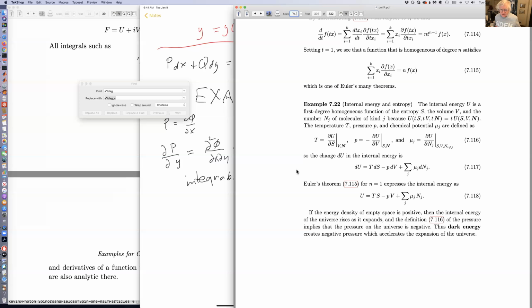Just to switch to cosmology for a second, if the energy density of empty space is positive, then the internal energy of the universe rises as the universe expands. Thus, dark energy creates negative pressure which accelerates the expansion of the universe.